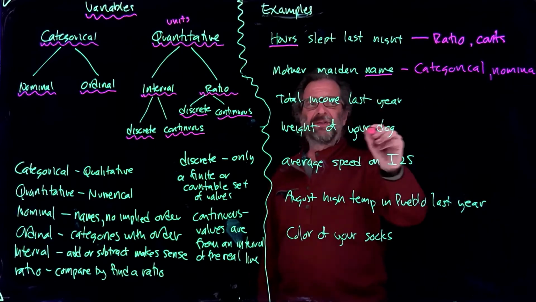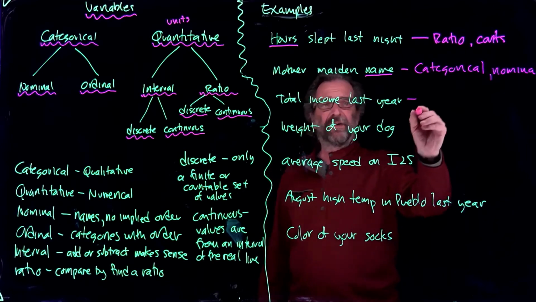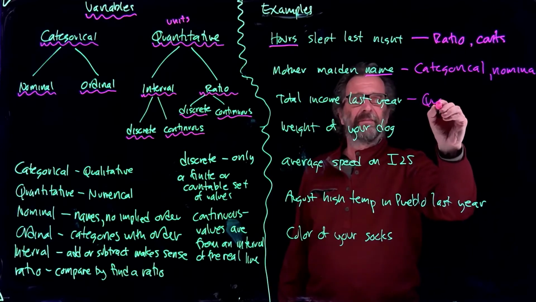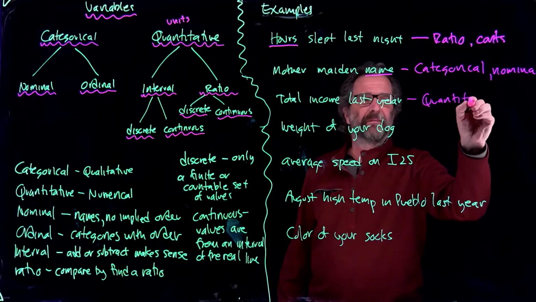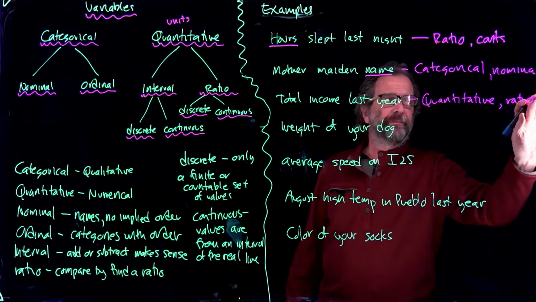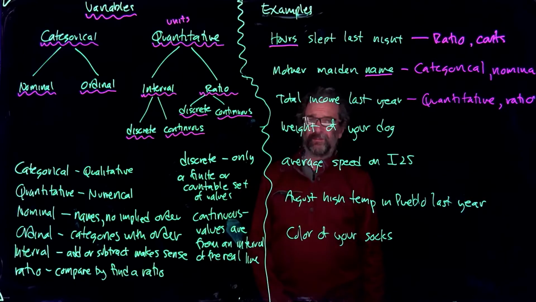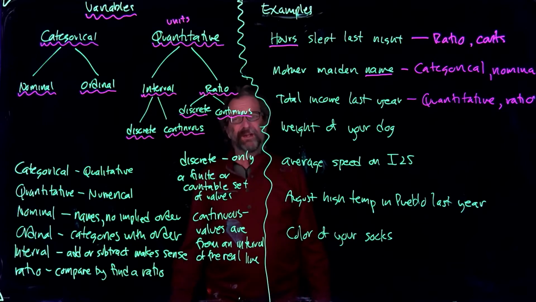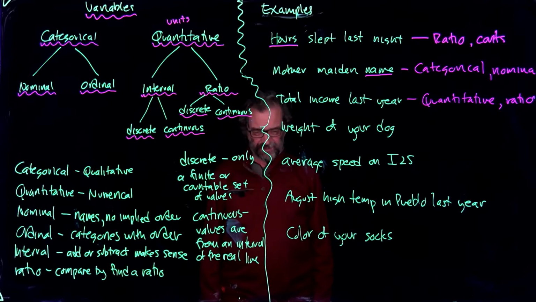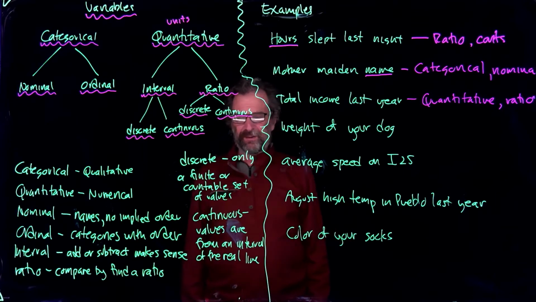Total income last year. Well, 0 makes sense, so it's quantitative. It's ratio. And then it's pretty close to being considered continuous, because if you measure to the penny, there's so many possible values.